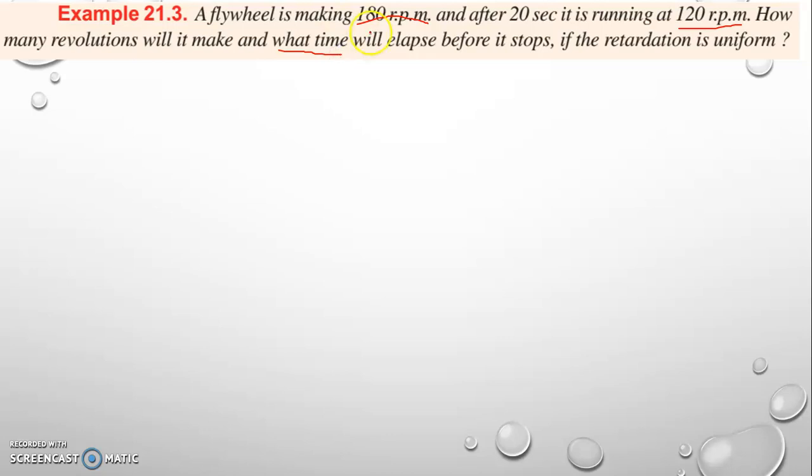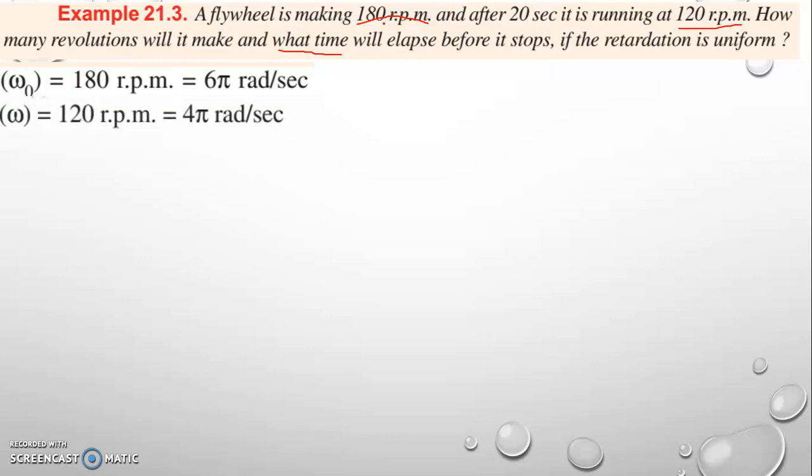So we'll write the initial velocity as 180 rpm and convert it into radians by multiplying by 2 pi and dividing by 60 seconds. We get the value as 6 pi radians per second. And the second one, 120 multiplied by 2 pi divided by 60, is 4 pi radians per second. And the time taken is 20 seconds.